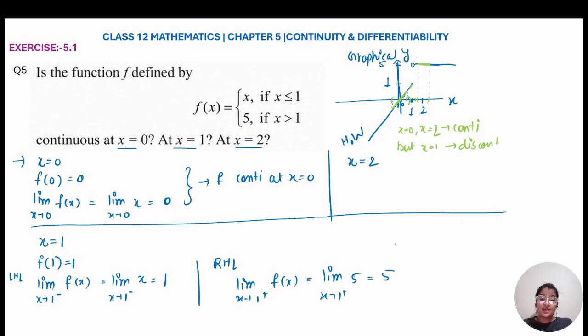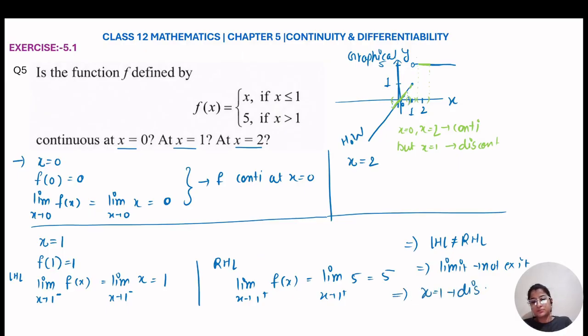So as you can see, our left hand limit and right hand limit are not equal. So by this, the limit does not exist. As the limit is not existing, there is no point to say that it is continuous. If the limit is not existing, you cannot check the equality of the function value and the limit value. So by this, you can say the function is discontinuous at that point. At x equals to 1, the function is discontinuous.